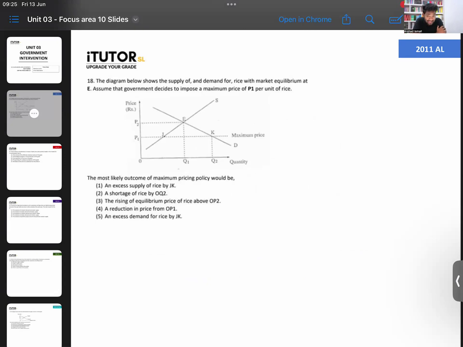So coming into question 18, the question says, the diagram below shows the supply of and the demand for rice with market equilibrium at E. Assume that the government decides to impose a maximum price of P1 per unit of rice. The most likely outcome, what happens? So what happens when the government puts a maximum price? Is there an excess demand or an excess supply usually created? What happens when there is a maximum price?